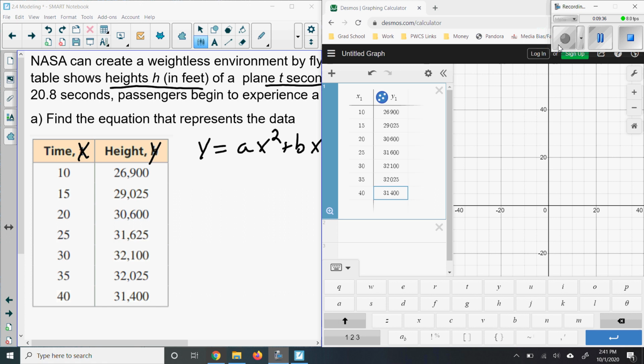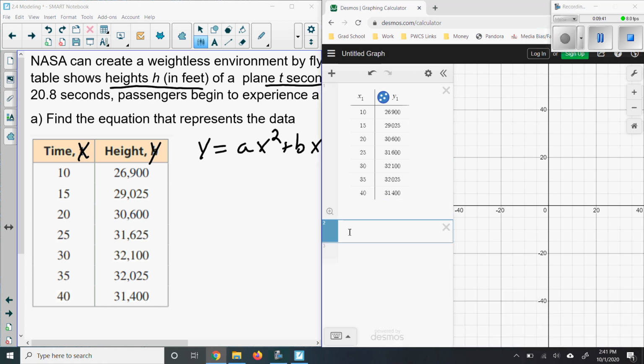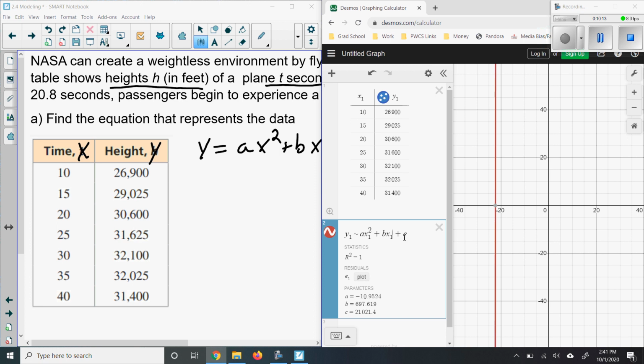Now that I have them all typed in, we're going to use our regression equation. Our equation is y1. We'll use the tilde instead of the equals. ax1 squared plus bx plus c. Now, I'm not getting an answer. What did I do wrong? I put a 1 on this first x, but not on this other x. The x's must have 1s on them. Otherwise, you will not get the correct answer.